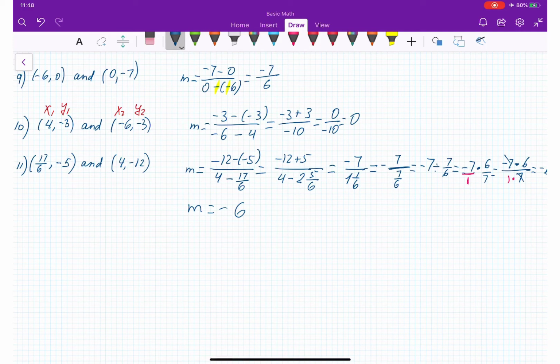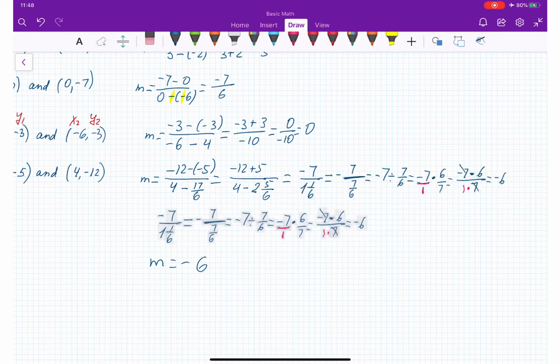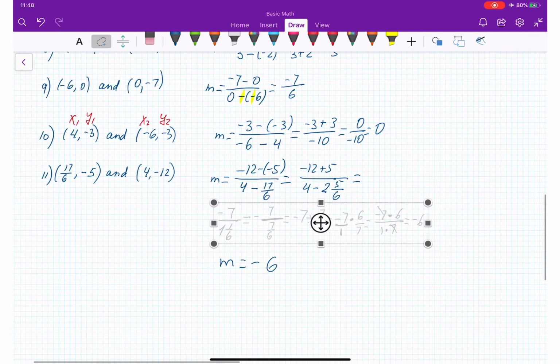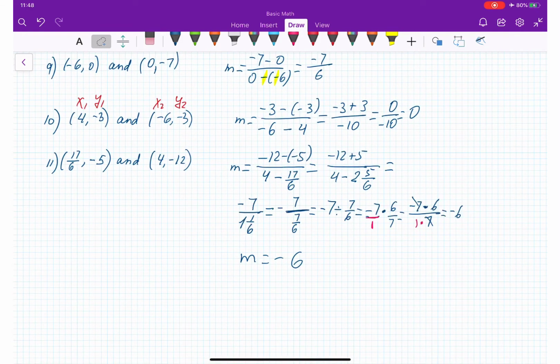Is equal to negative 6. Let me move it down so it fits on the screen. Much better, so you can see better. Okay, negative 6.